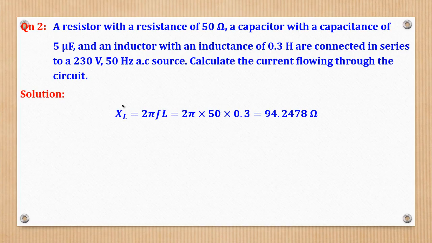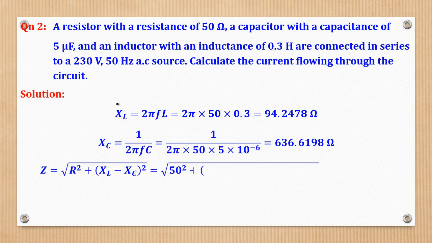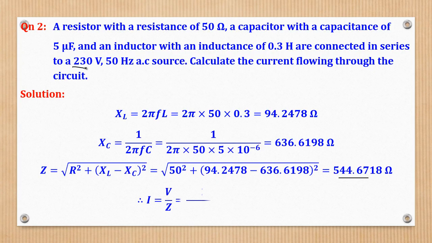So XL, inductive reactance, is given by that, and capacitive reactance is given by that. We have to first get the total impedance, after which you can get the current. So impedance will be given by that. Use the calculator to come up with this value. Now I have impedance and I know the total voltage. I can now get the current from V over Z, which gives me that, and that's what they wanted.